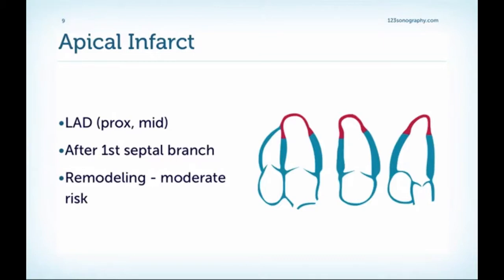The next form is the apical infarct, as I would like to call it. These infarcts are usually due to at least the proximal or the mid LAD, so it's very rarely only the distal LAD which causes these infarcts because they're actually larger than the infarcts I showed you before. Usually these infarcts are, however, after the first septal branch, and these patients already have a certain risk of remodeling, which depends on other factors as well. For example, the presence of mitral regurgitation or the degree of afterload.